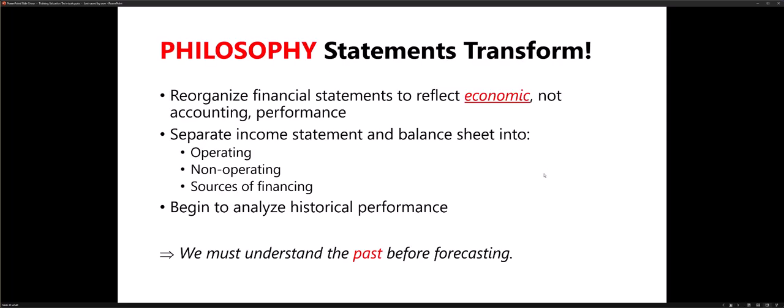So, why do we transform the statements? What the accountants give us as financial analysts does not reflect the economic performance. It only reflects the accounting performance. And so what we need to do is to transform the income statement and balance sheet into operating, non-operating, and sources of financing. We're going to look at how we transform those in a bit.